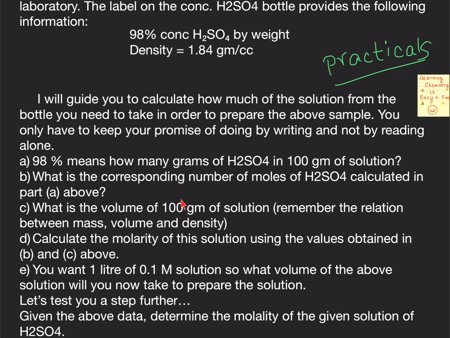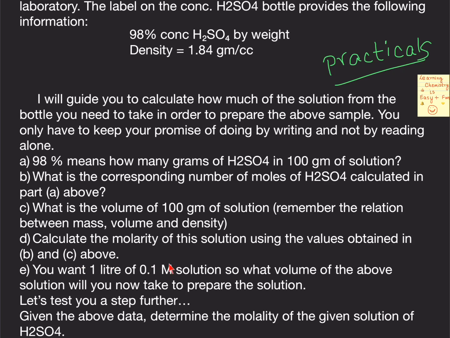C part. What is the volume of 100 grams of the solution? I've provided you the hint. Remember the relation between mass, volume and density. But what will be the unit of the volume you are calculating? Very correct. It will be in cc, because density is gram per cc. Next, calculate the molarity of this solution. Now, you've got the number of moles, you've got the volume of the solution, convert it to liters, calculate the molarity.